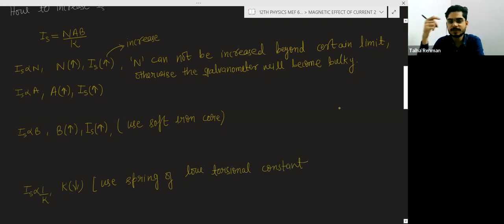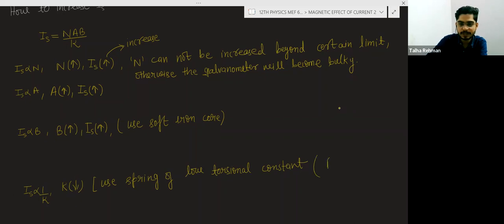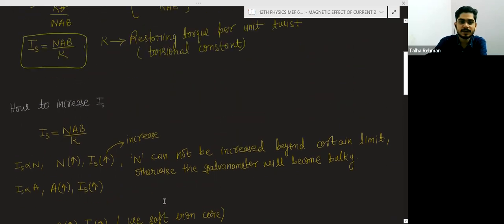Means we will take a spring of a material having a low torsional constant, and that material is a type of alloy, that is phosphorus bronze strip. Phosphorus bronze strip you will use. This material has a low torsional constant. Now this is the current sensitivity.